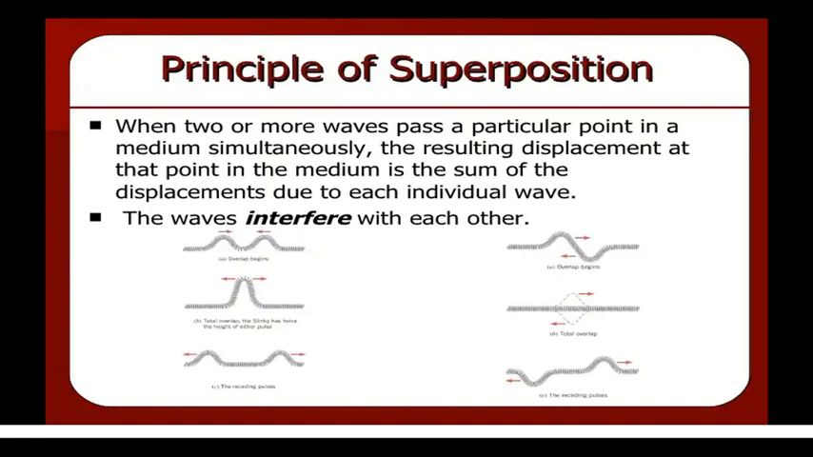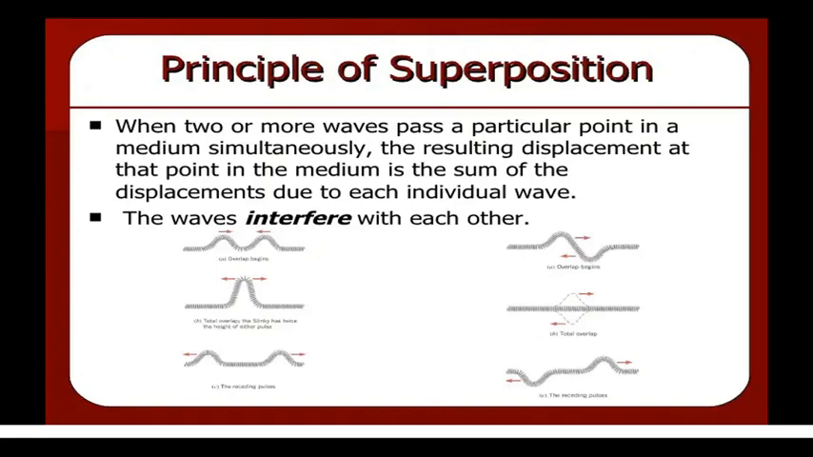So what happens when two or more waves superimpose each other? When two or more waves pass a particular point in a medium simultaneously, the resulting displacement at that point in the medium is the sum of displacements due to each individual wave. See here you can see the two waves are coming. So the resultant displacement is the sum of these amplitudes of these two waves, and then the waves pass on. That means the waves interfere with each other. So the result of superposition is interference.